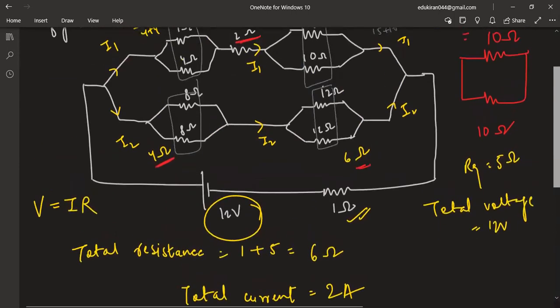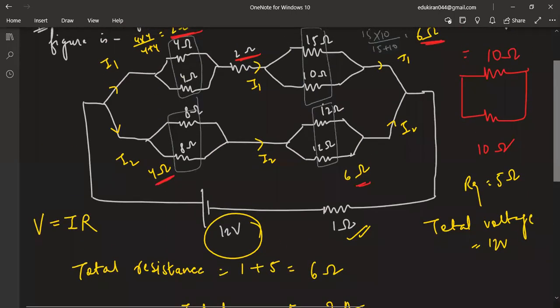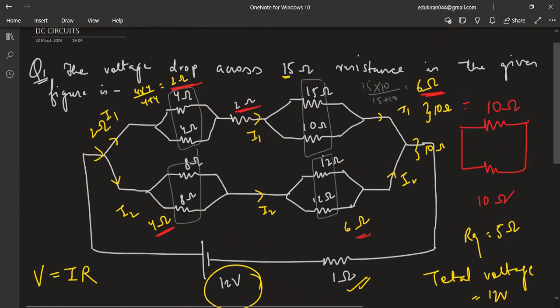So in the branch which is required for you, 2 amperes is entering and both the branches have the same resistance, right? This is also having 10 ohm, this is also having 10 ohm. That means the current which is divided is identical, so 1 ampere will be received in each. If I want to draw the circuit, let me draw and tell you.